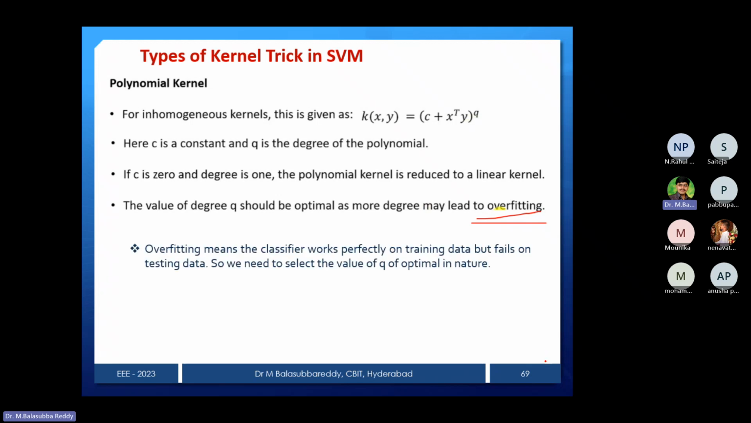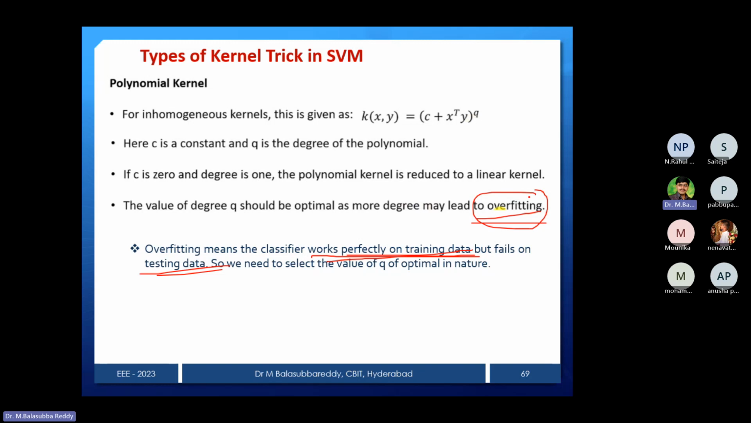Now we can see that overfitting means the classifier works perfectly on training data but fails on testing data. That we call overfitting. That also we discussed in the first unit already, overfitting and underfitting.